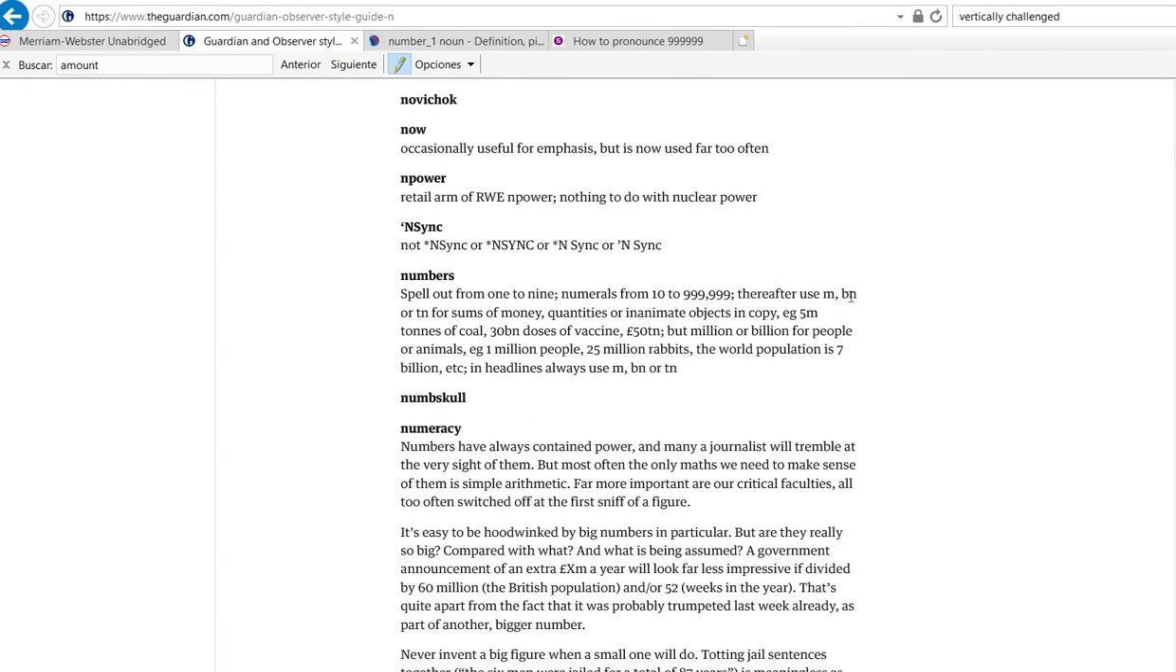Thereafter use million, billion, trillion, sorry, for sums of money, quantities or inanimate objects in copy, that is to say in text, right? So 5 million tons of coal, 30 billion doses of vaccine, 50 trillion pounds, but million or billion for people or animals. Example, 1 million people, 25 million rabbits, and the world population is 7 billion. Actually, you should not separate the number from the word, right?